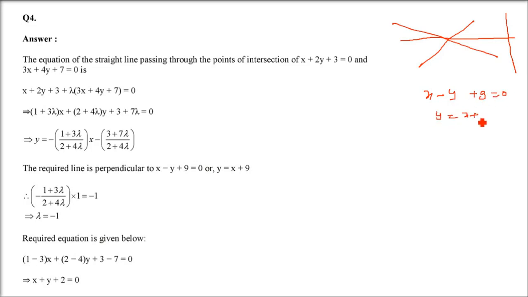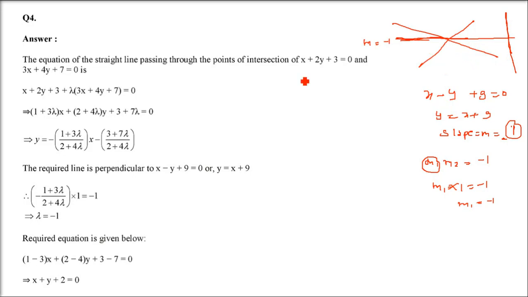What is the slope here? Y equals x plus 9. Slope will be the coefficient of x. So slope is 1. So slope of this line is 1. What is the slope of the line which is perpendicular to this line? Minus 1. Because we know m1 m2 equals minus 1 if m1 and m2 are the slopes of two perpendicular lines. So if m2 is 1, the m of the required line will be minus 1. So the slope of the line which we are interested in is minus 1.